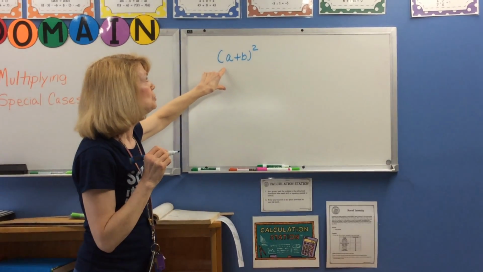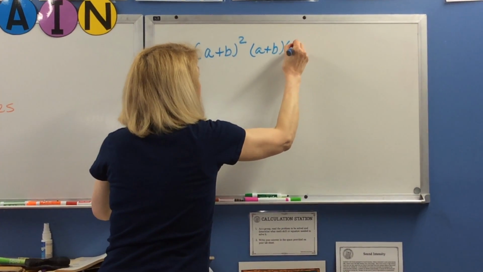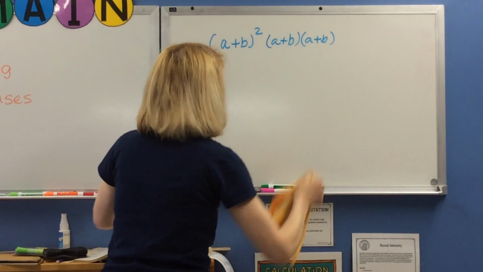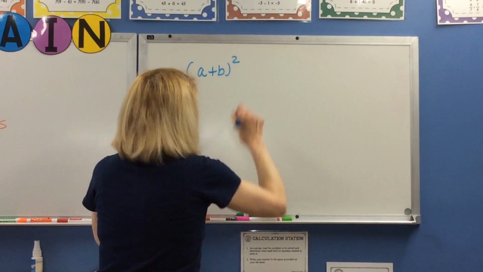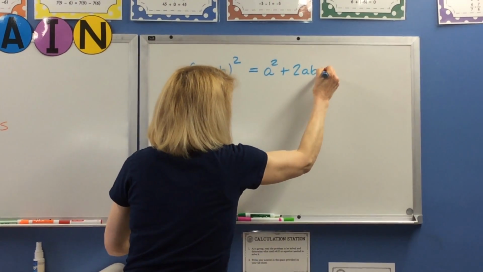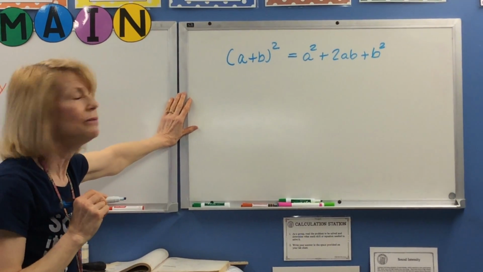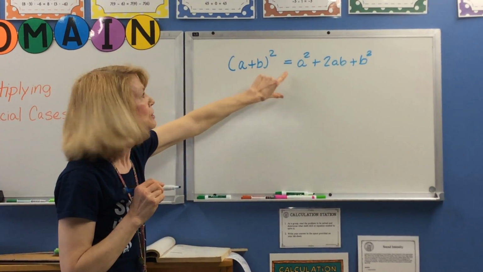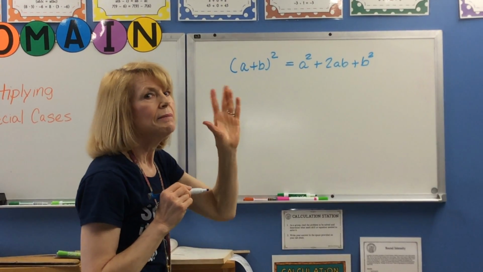But if you were to, this is the same thing as this. Right? They're the same thing. So if you were to use FOIL or a matrix to multiply that out, you would get a squared plus 2ab plus b squared. Always, always. Okay, so if you have two terms and it's to the second power, then you're always going to get a product like this.